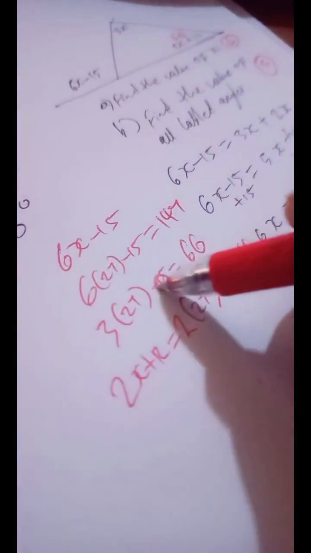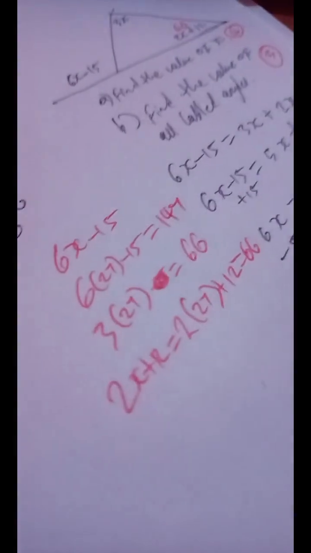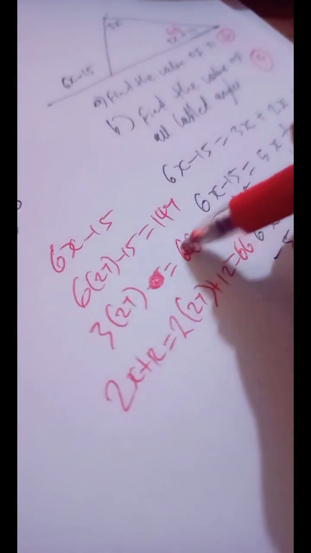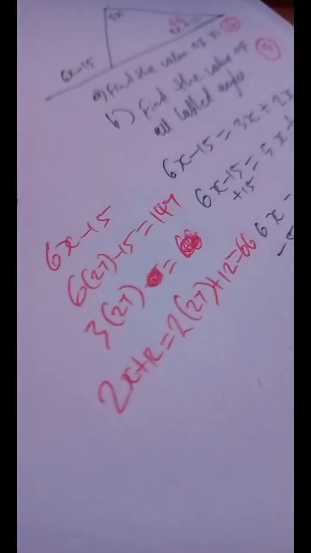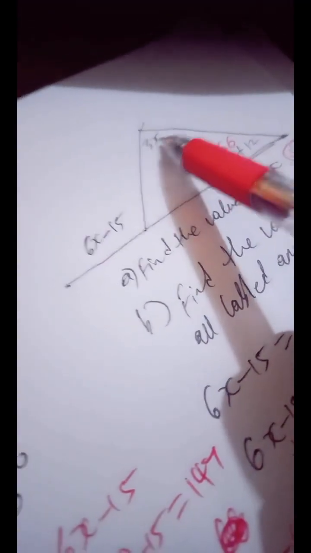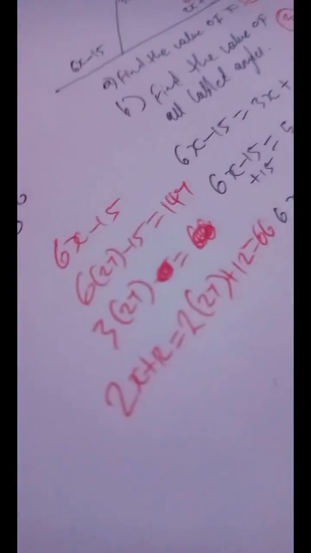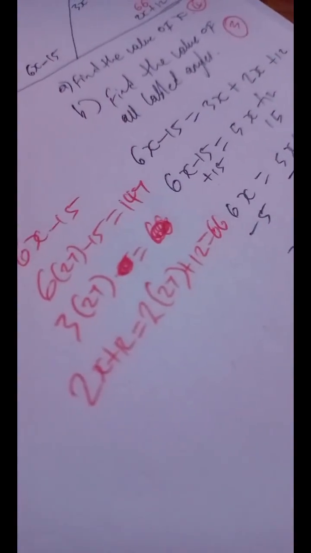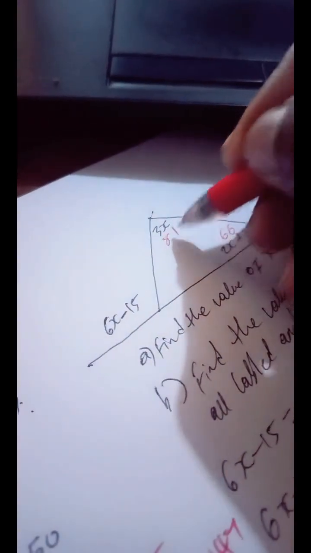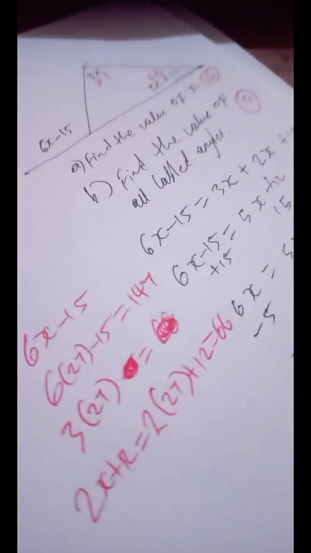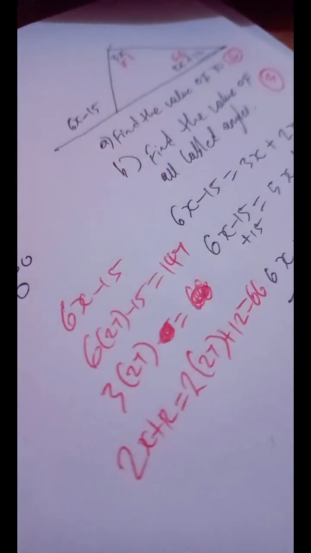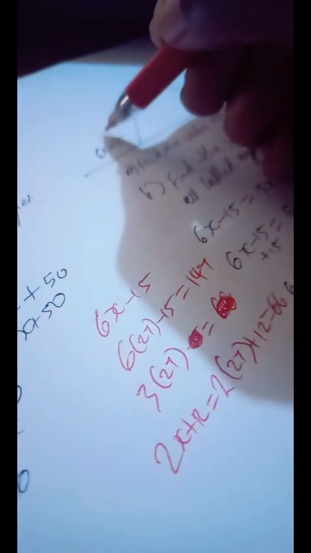No man, this one you don't subtract 15. Why, what am I doing here? So it's because this is 3x alone. There's no minus 15 there. So it's 3 times 27, which is 81, right? This is 81. 6x minus 15 is 147.